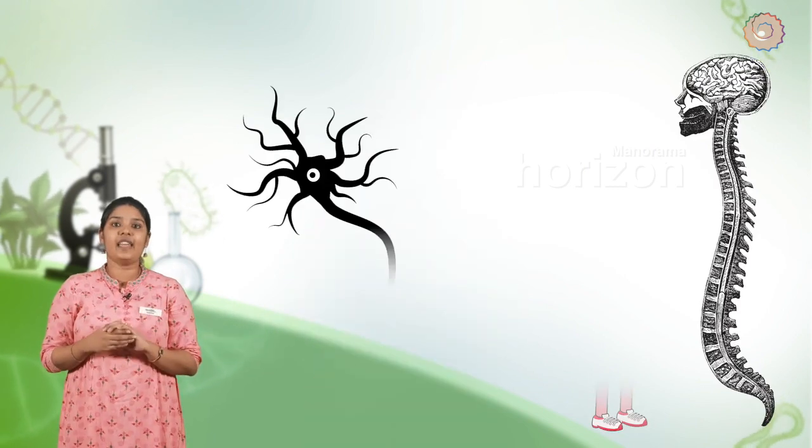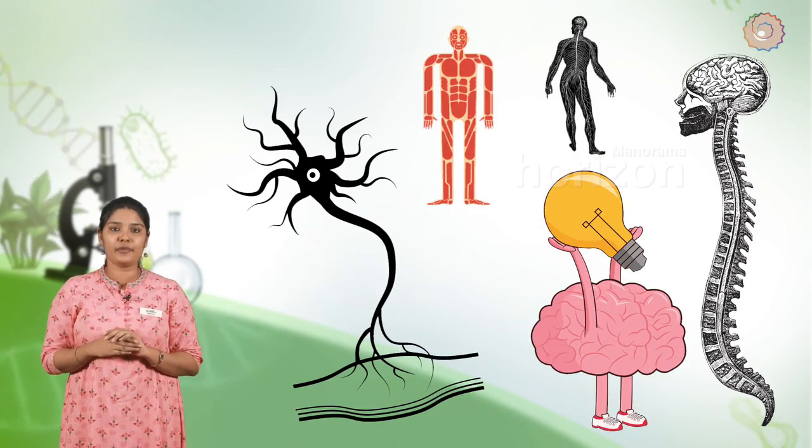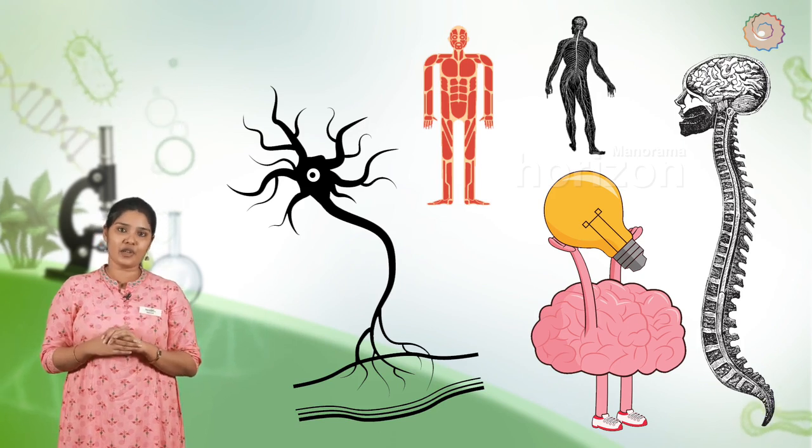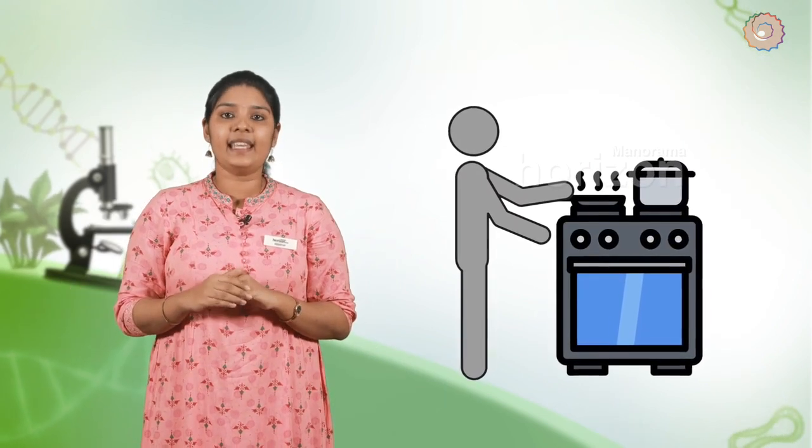It's because we have organs that are responsible for the control and coordination of actions in our body. When a person touches a hot pan, he responds by pulling his hand away. Here, the person's hand movement is controlled and coordinated by specialized tissues in his body.